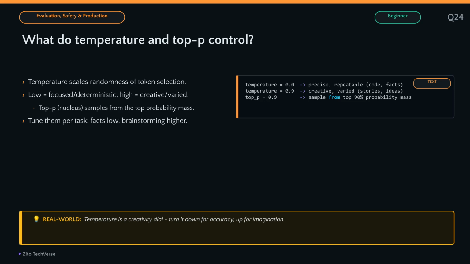Question 24. What do temperature and top P control? These parameters manage randomness. A low temperature makes outputs deterministic and focused for facts, while a higher setting introduces variety and creativity for brainstorming tasks.